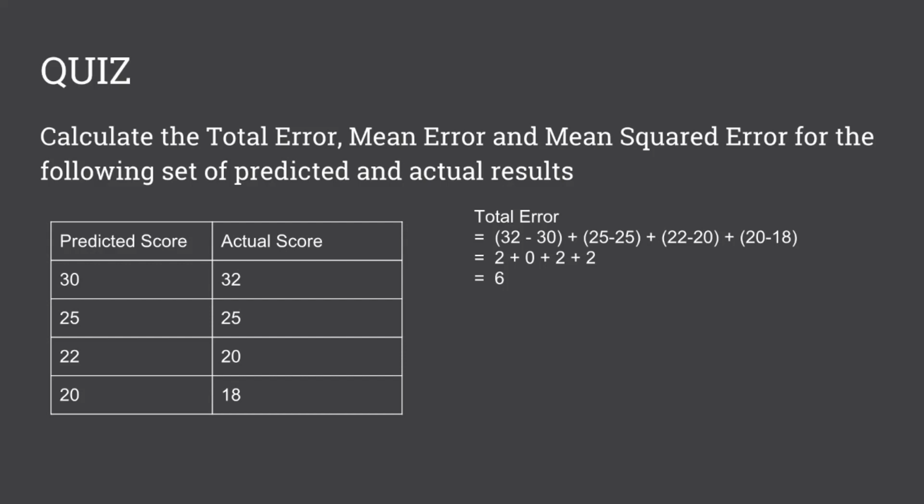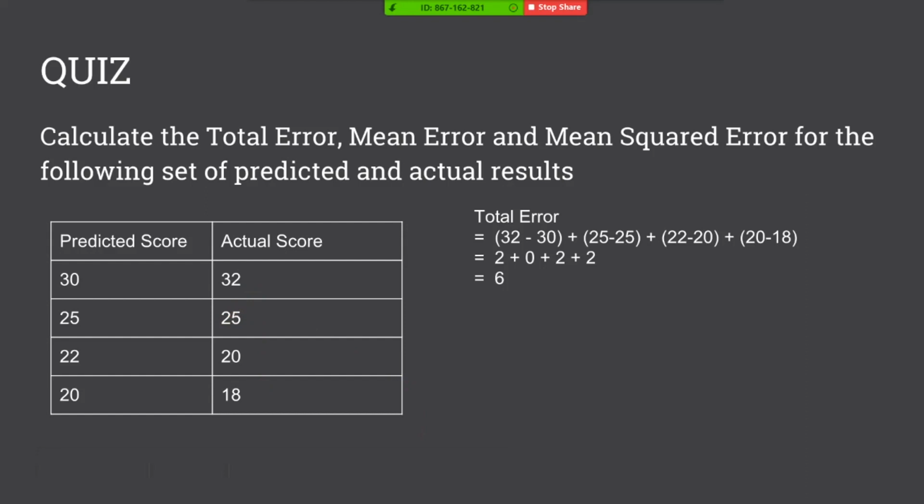So it's 2 plus, over here we made the correct prediction, so the error is 0. Over here we were off by 2, over here we are off by 2 again, and over here we are off by 2 again. So 2 plus 2 plus 2 is going to give us 6. Now does anyone want to correct their answers for the rest of the two?